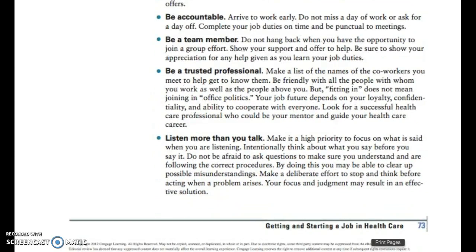Listen, and that is key in any new job, is making sure that you are listening. Don't just jump in because you've done it somewhere else. Take a moment to listen and think before you do something, that type of thing.